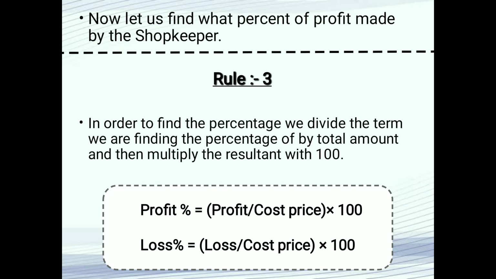Now let us find what percent of profit was made by the shopkeeper. Rule number 3. In order to find the percentage, we divide the term we are finding the percentage of by the total amount and then multiply the result by 100. Therefore, profit percent equals profit by cost price into 100 and loss percent equals loss by cost price into 100.